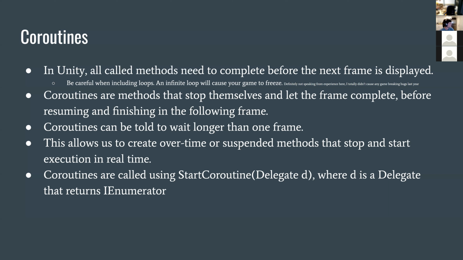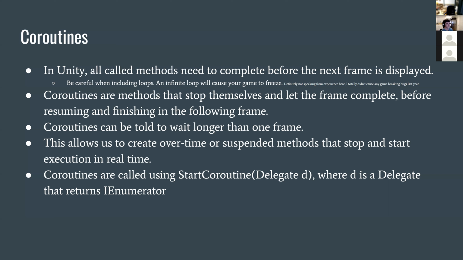Anyways, coroutines are methods that can actually stop their execution and let the frame complete before they resume. And then you can give them different instructions on when they resume. It can be resumed the next frame. It could be resumed after a certain amount of time has elapsed. We'll cover that in a couple slides here.